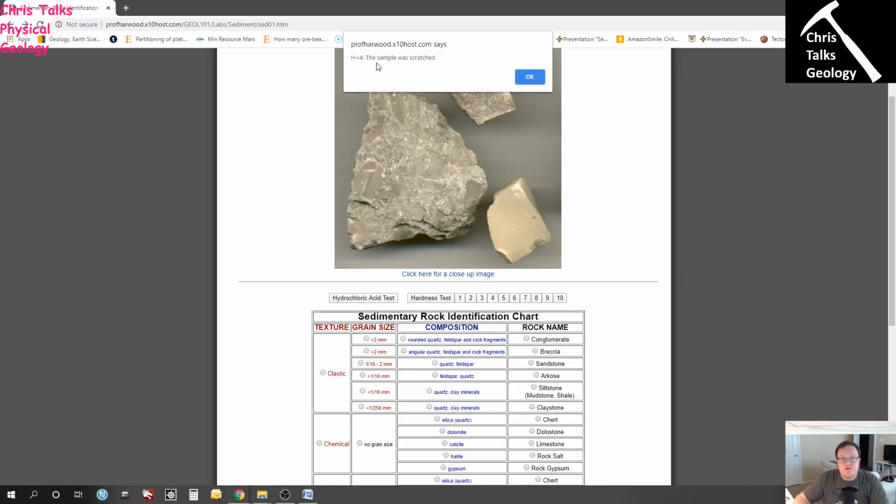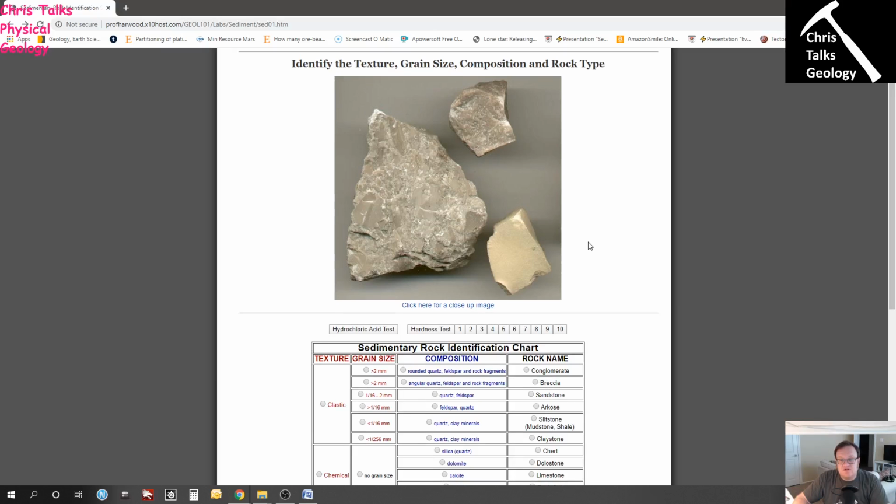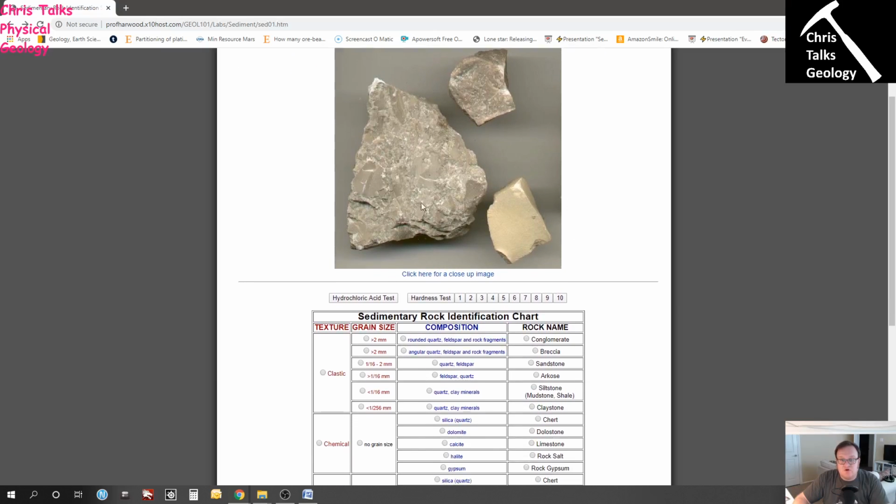Hardness of 4, the sample was scratched. So that means whatever mineral is making up this particular rock has a hardness of less than 4. And this is consistent with calcite, because calcite on the Mohs scale has a hardness of 3. Okay, so everything seems to be suggesting that we have a rock made of calcite.